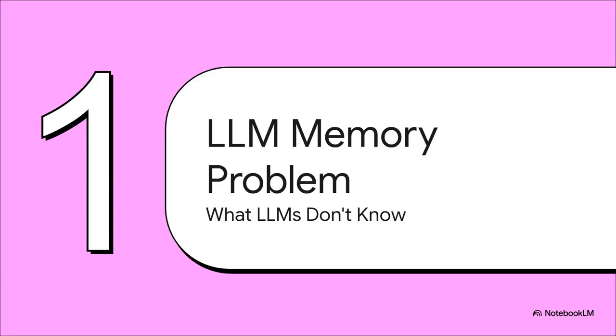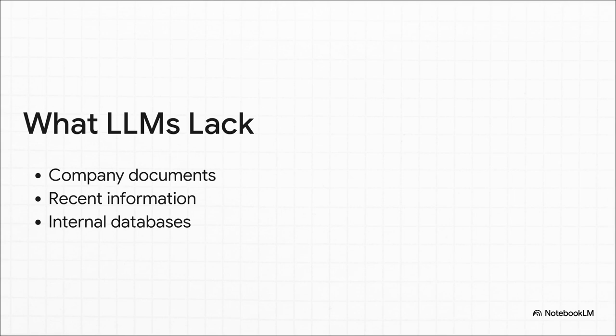All right, Section 1, the LLM memory problem. Or more specifically, what they don't know. Large language models are incredibly powerful. We all know that. But they have massive, glaring blind spots. Out of the box, they don't know your company documents. They don't know recent events, internal databases, or your private customer data. And because they inherently lack all that specific context, they hallucinate. They confidently make things up. They rely on outdated training data, which creates massive compliance risks. In an enterprise setting, guessing is flat out dangerous.